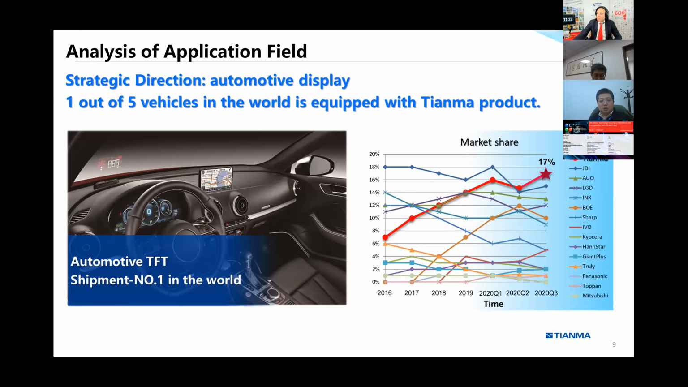So when I was introducing the application fields to you, automotive is one of the major areas of application for Micro LED. And on the other hand, Tianma, as a company, has had a lot of breakthroughs and progress in this particular application. In automotive, we have already realized number 1 market share. Out of every 5 vehicles, one vehicle uses a Tianma display. Automotive display is also one of the strategic directions of Tianma. So in terms of Micro LED application in the future, we are prioritizing automotive application.